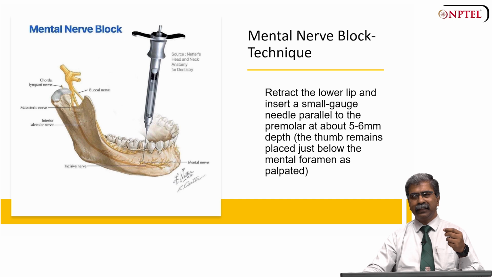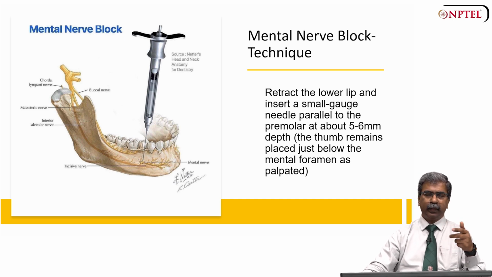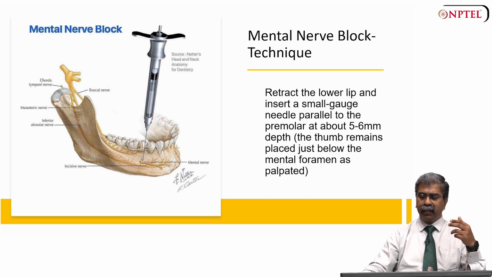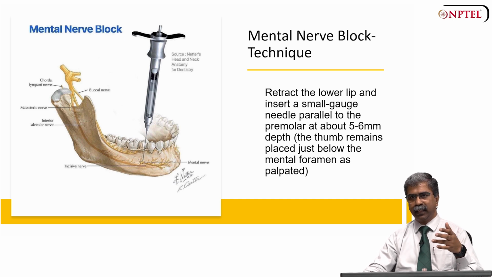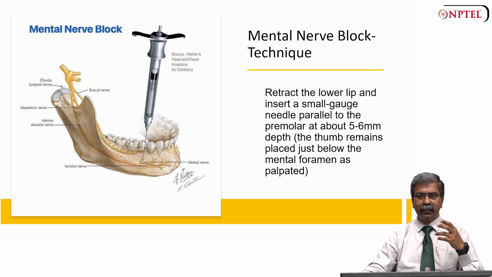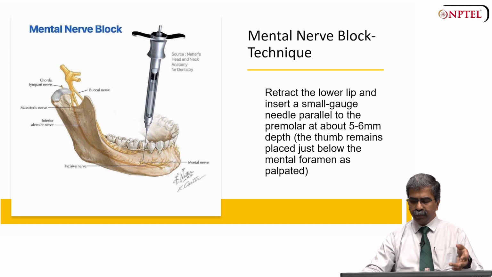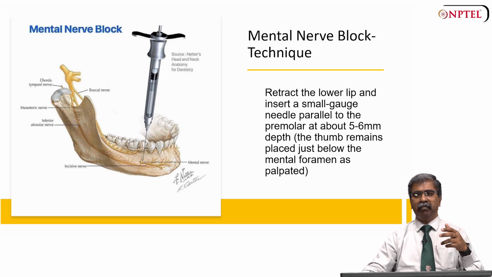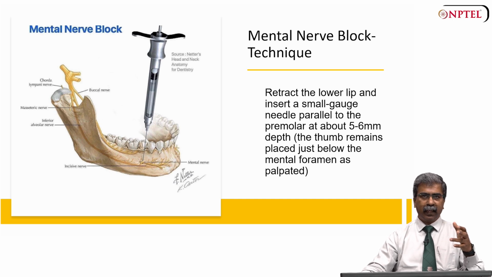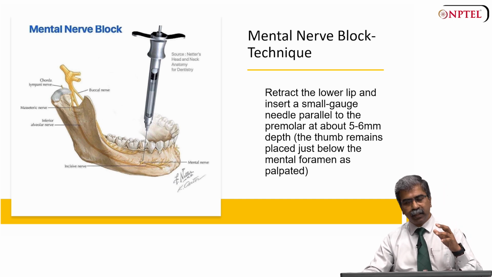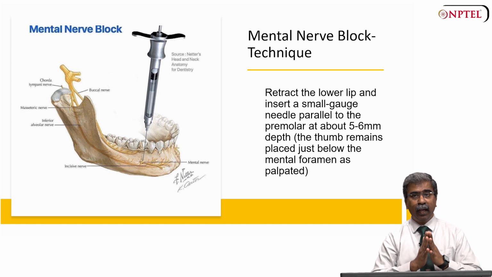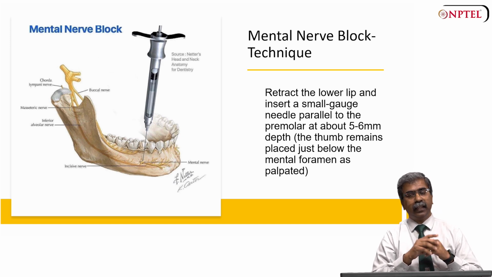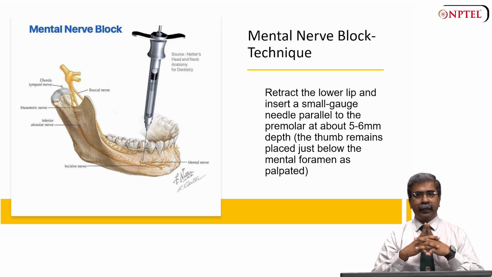Retract the lower lip and gently pull the lower lip outward to expose the injection site, and the needle should be parallel to the long axis of the mandibular premolars at a depth of approximately 5 to 6 millimeters. And use a small gauge needle, as I've already mentioned, and the thumb placement should be below the mental foramen. You should palpate near the first and second molar to guide the injection to ensure the correct needle positioning. You follow this technique, and this approach will allow the precise delivery of anesthesia near the mental nerve for a good success rate.